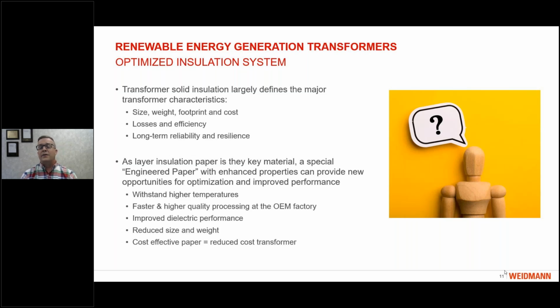So a paper that could perhaps withstand higher temperatures, a paper that can perhaps dry and impregnate with liquids more quickly at the OEM factory, a paper with improved dielectric performance, and can help reduce the size and weight of these transformers. And most importantly, a solution that is cost effective, right? Every solution is always a balance between performance and cost. So a cost effective solution in particular can not only help with all of these challenges, but can actually help reduce the cost of these transformers overall.